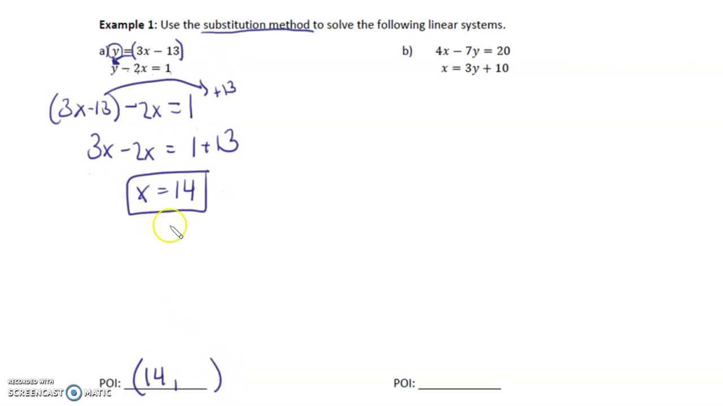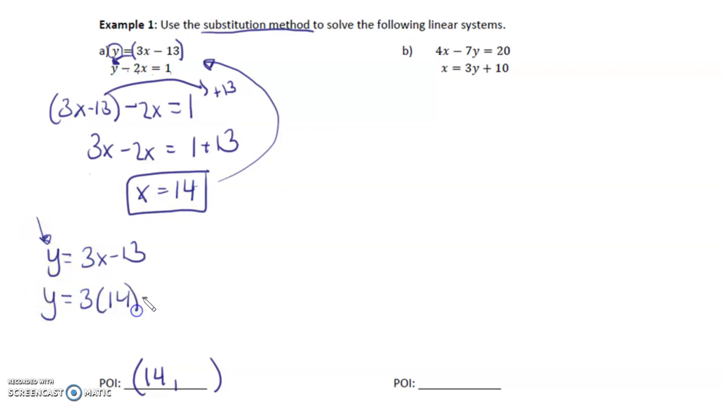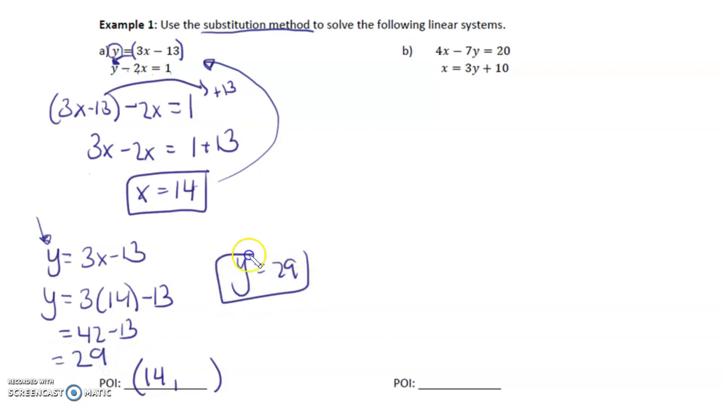Now, we have to take that x equals 14 and we can plug it back into either of the two original equations. But here's the thing. y equals 3x minus 13 is already isolated for this y value. So if we sub this back in, we don't have to rearrange. So y equals 3 times 14 minus 13. Okay, you get 42 minus 13, which is 29. So y equals 29. Okay, and then our point of intersection is 14, 29.